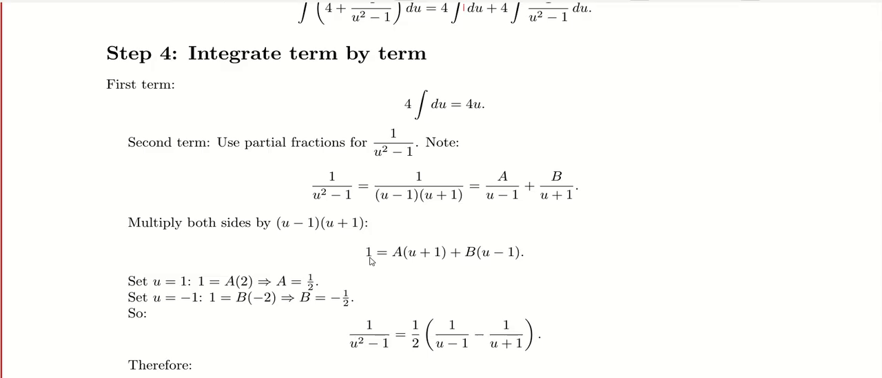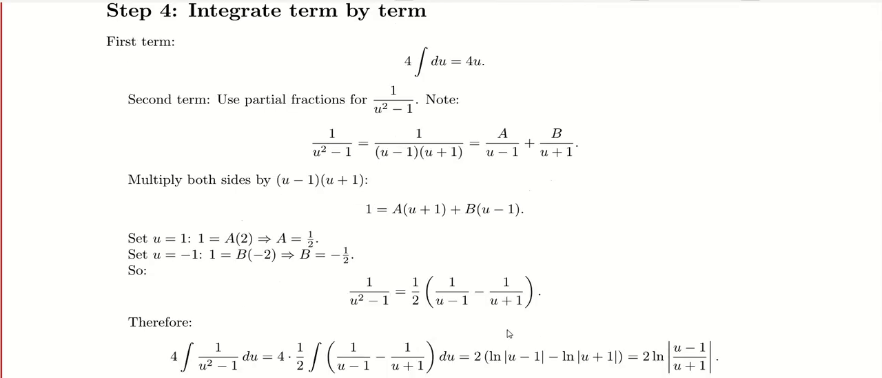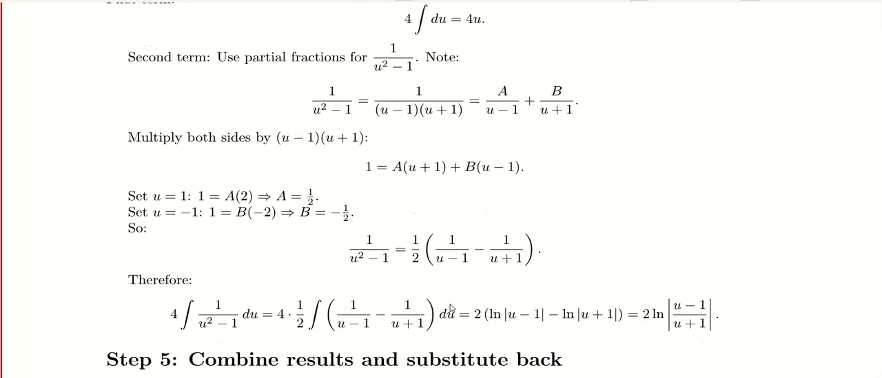But essentially what that equals is 1/2 times the quantity 1 over u minus 1 minus 1 over u plus 1. So if I multiply everything by 4, the 1/2 times 4 becomes a 2, and that's natural log of u minus 1 minus natural log of u plus 1. And then you can combine these using the log property to get 2 natural log absolute value of u minus 1 over u plus 1.